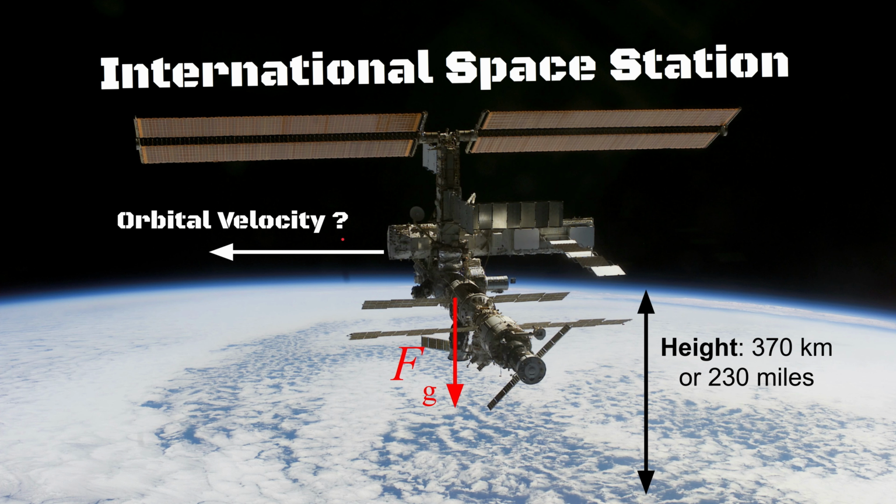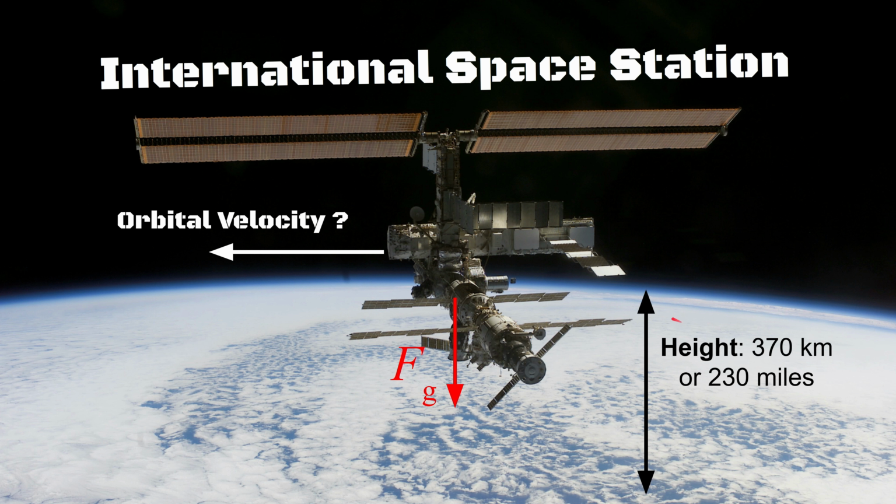For this video, we're going to calculate how fast the International Space Station needs to be traveling, what its orbital velocity needs to be, so that it can be in a circular orbit, which is about 230 miles above the Earth's surface, which is 370,000 meters or 370 kilometers.